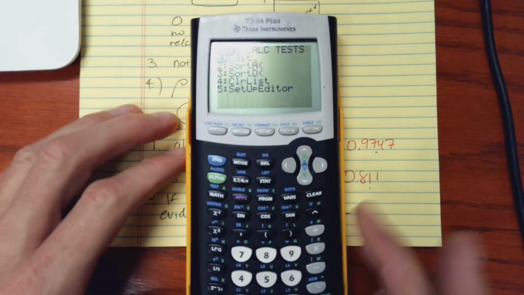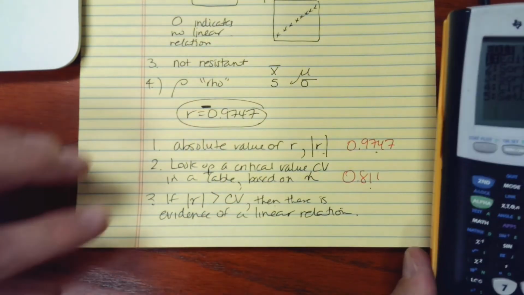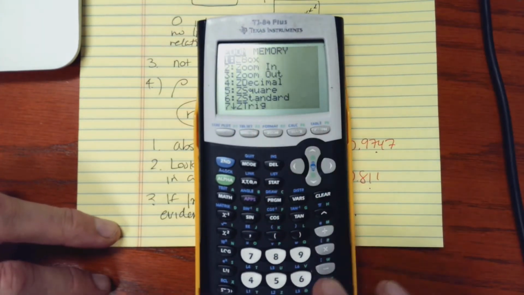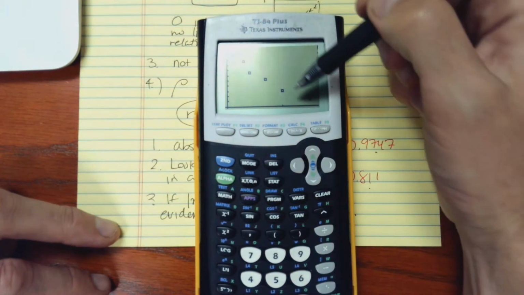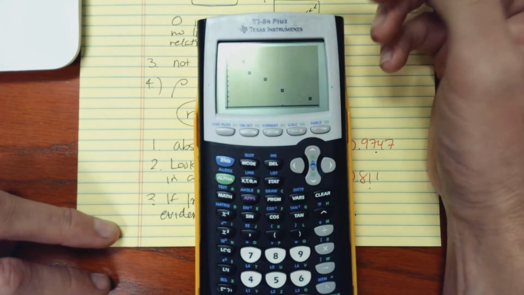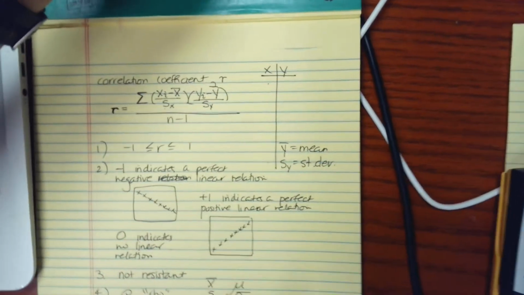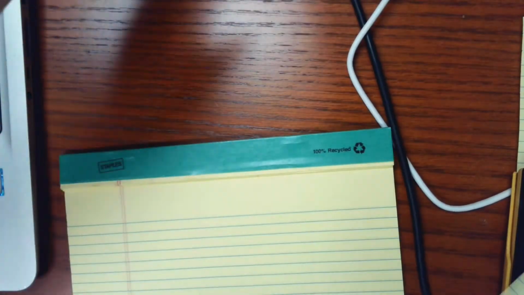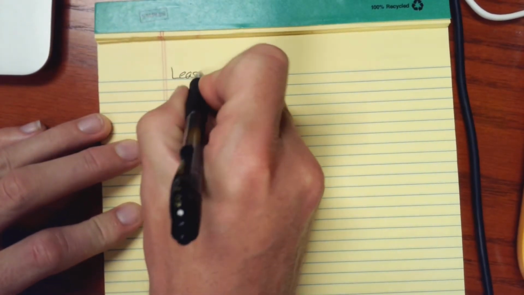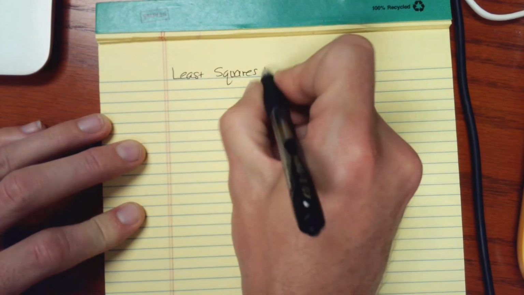Alright, so let's pick it back up. We have found in this example that there's evidence of a linear relation, and I was looking at a scatter plot, and I would like to have the equation for the line that fits this data. So to get that equation, we will look for the least squares regression line.